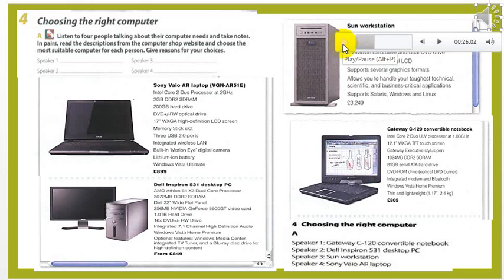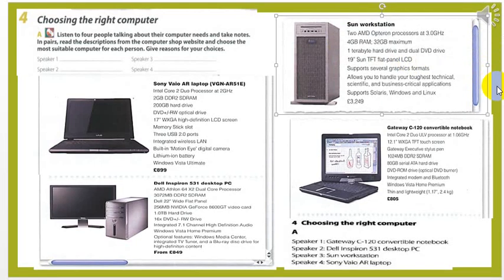Okay, what is your recommendation for that? Gateway C120 convertible notebook is very suitable for her. Okay, you can listen to this listening section very carefully, and then try to answer. At first, read these specification, and then answer for speaker number 1, speaker number 2, and speaker number 3, number 4. The first one, Gateway C120 convertible notebook. If you can't do it by yourself, then here is the answer key.